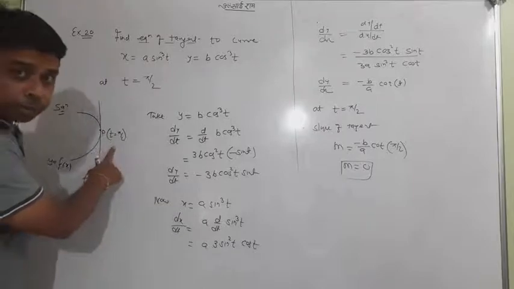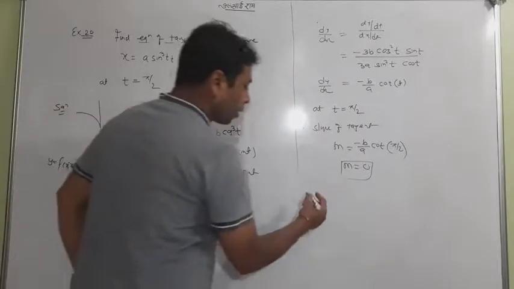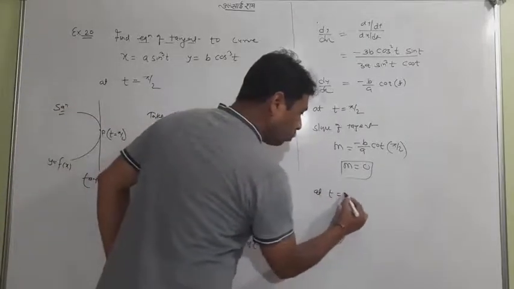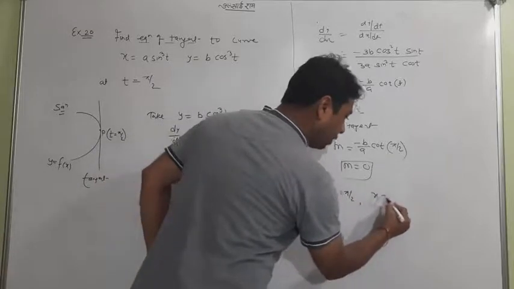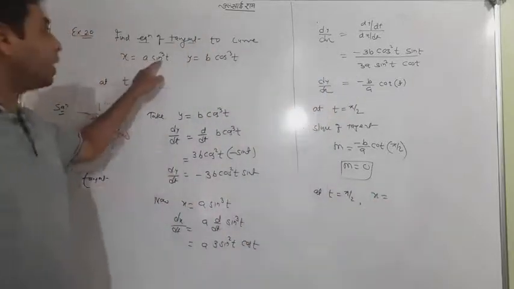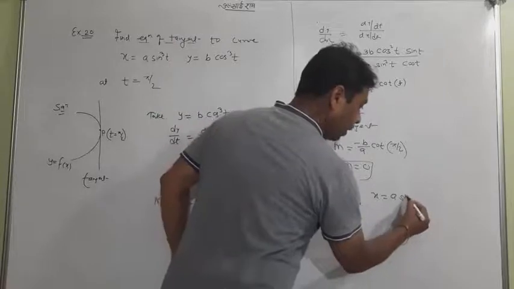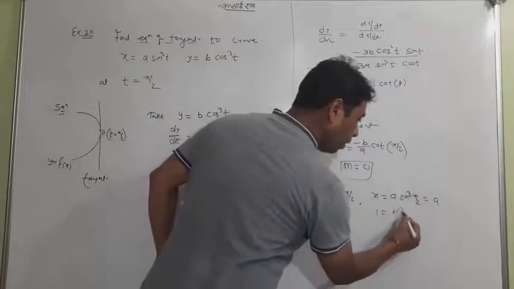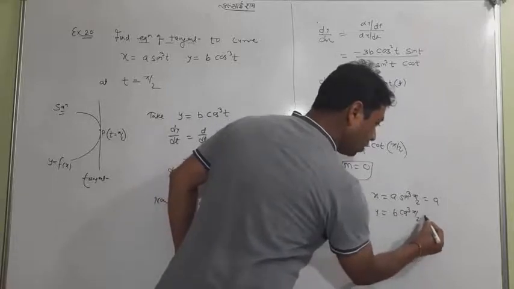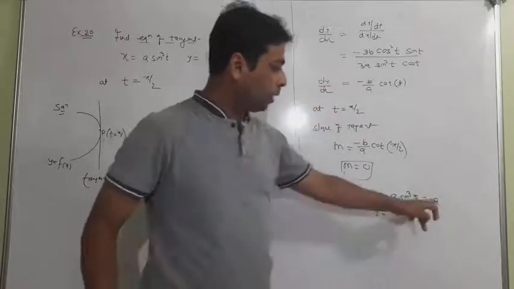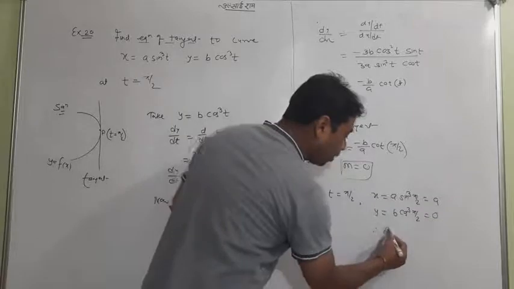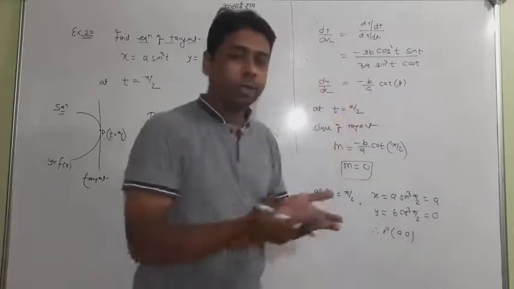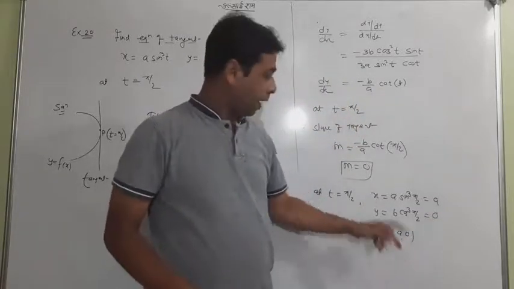Also I need a point. So how can we find P? At t equal to pi by 2, your x is equal to a sin cube 90, so it is a, and y equal to b cos cube 90, which is 0. So what you have got is a point: a and 0. So P can be a and 0. So you have got everything: the point and the slope.